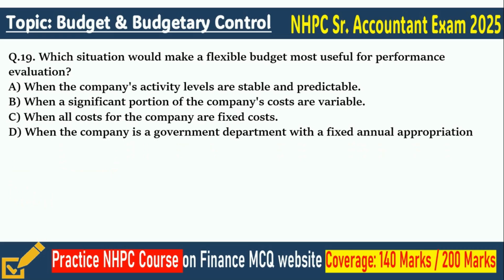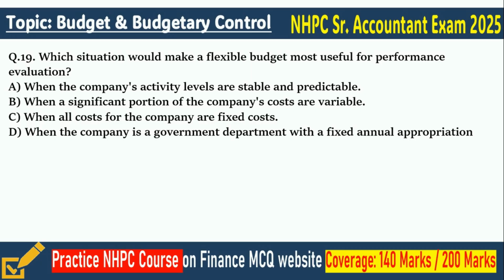This situation would make a flexible budget most useful for performance evaluation. Option A, when the company's activity levels are stable and predictable. Option B, when a significant portion of the company's costs are variable. Option C, when all the costs of the company are fixed costs. And last option, when the company is a government department with a fixed annual appropriation.